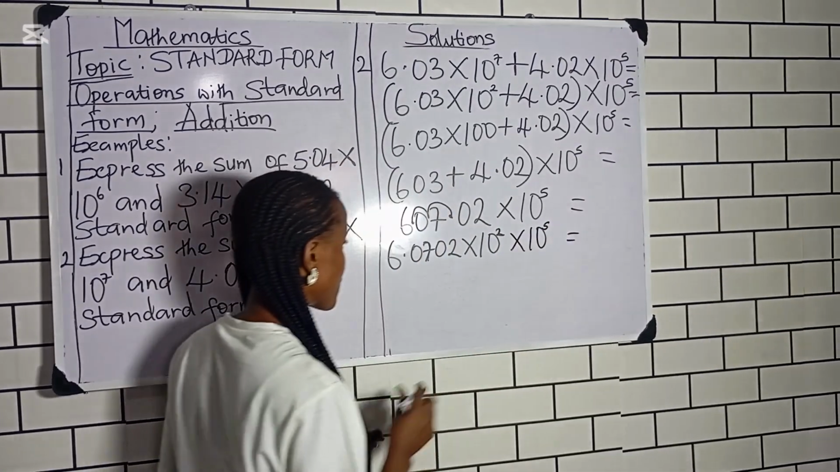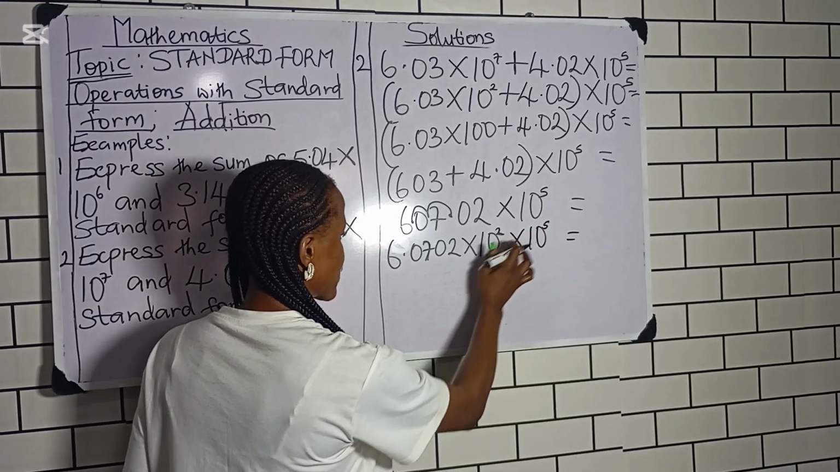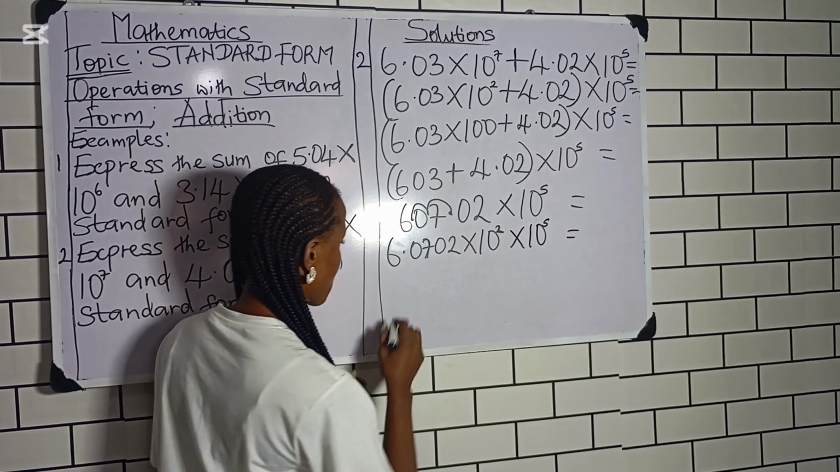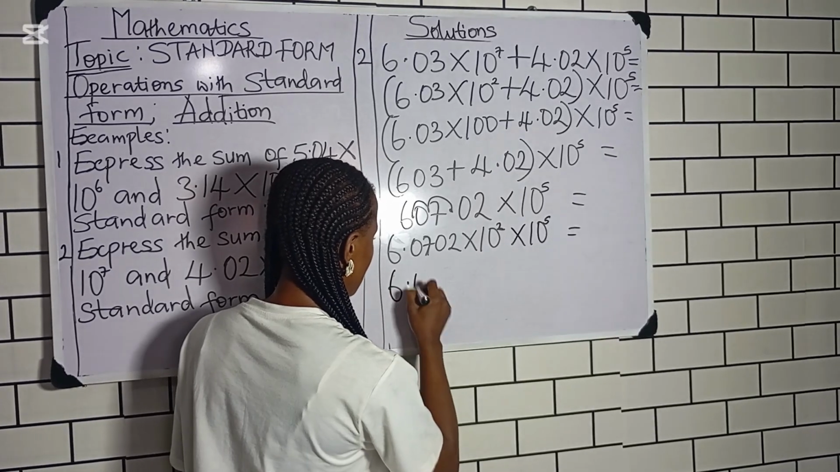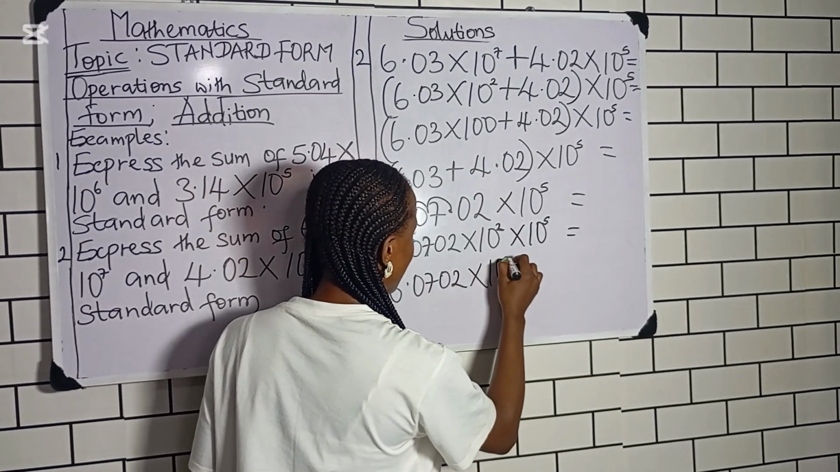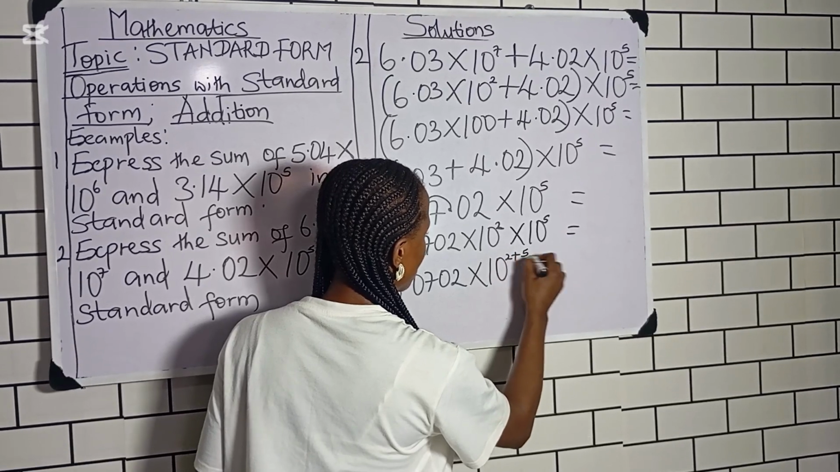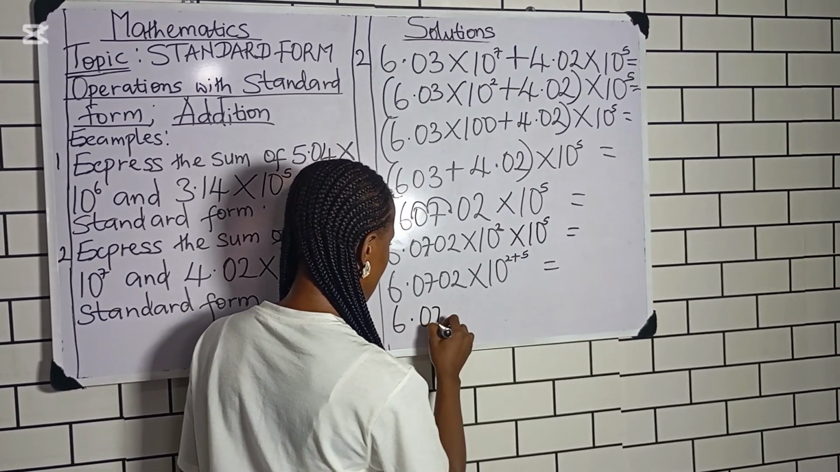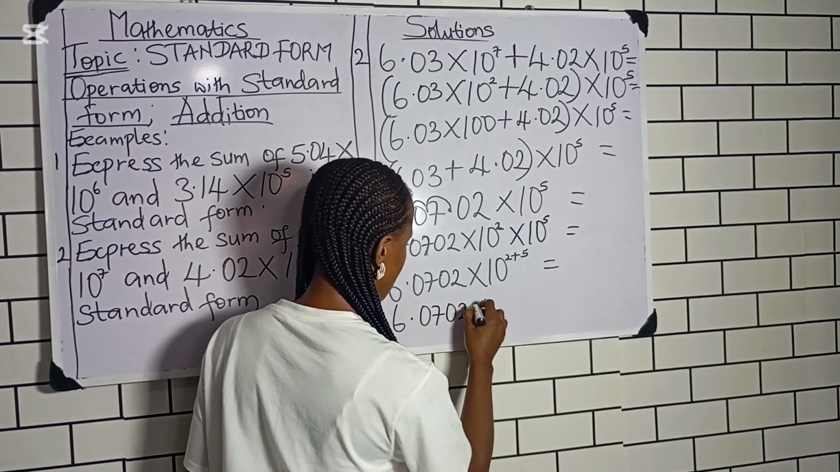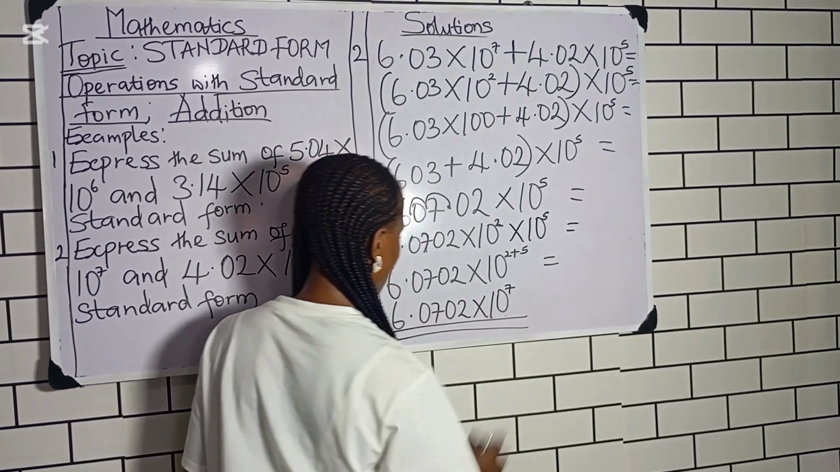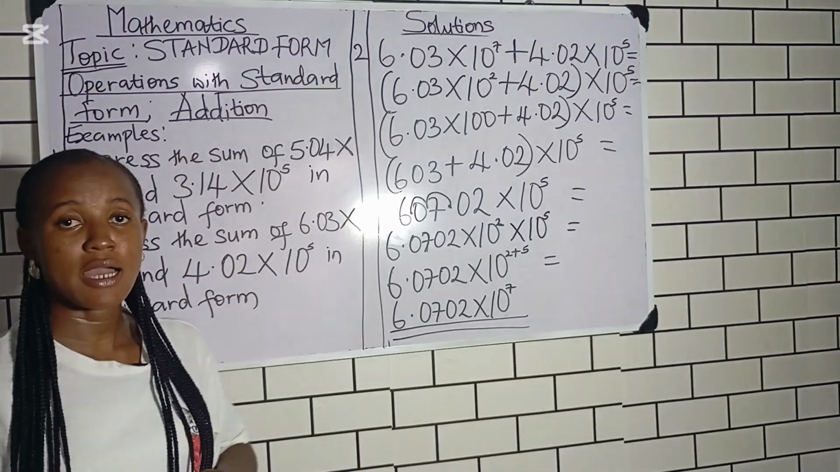This is equals to, we are going to add the powers because we have the same bases and it is multiplication. We have 6.0702 times 10 raised to power 2 plus 5 is equals to 6.0702 times 10 raised to power 7. This is our final answer for question number 2.